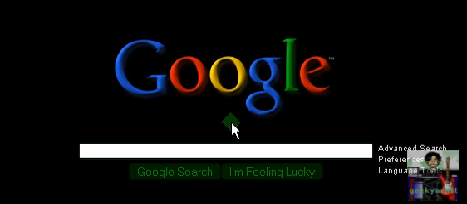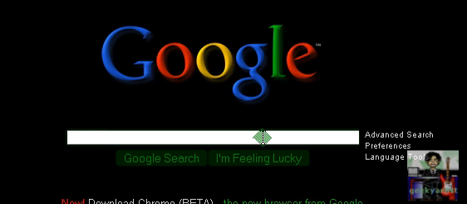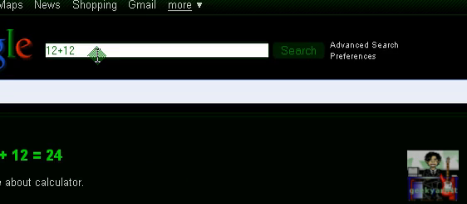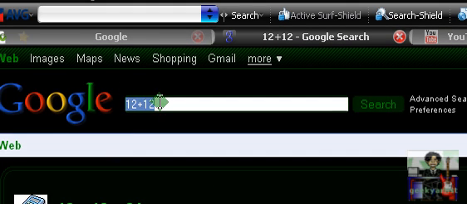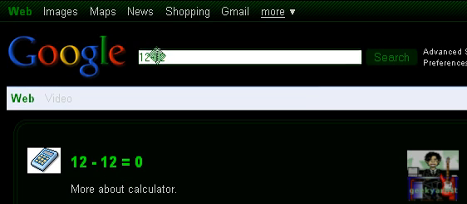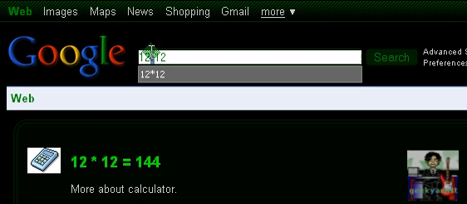To do some fundamental operations, if you want to add, subtract, divide, multiply, all you do is enter your equation. This is for addition. This is for subtraction, your minus sign. To make it multiplication, hit your asterisk. For division, hit slash.